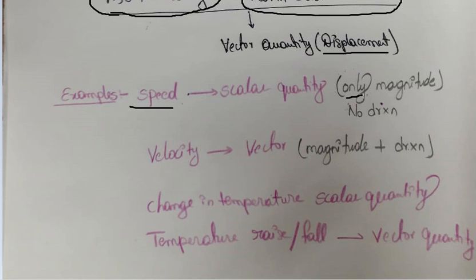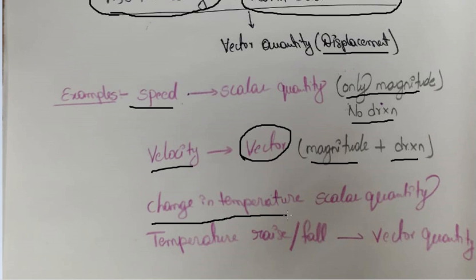Let's look at some more examples. Speed is a scalar quantity, as it has only magnitude but no direction. Similarly, velocity has magnitude as well as direction, so we'll term it a vector quantity. Speed and velocity have the same units, that is meters per second or kilometers per hour, but in velocity we mention the direction.